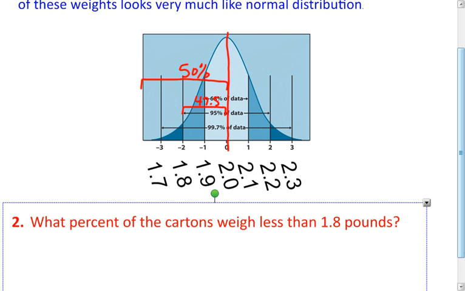Now to answer the question though, the question is what percent of cartons weigh less than 1.8 pounds? So that much is this right here. That's the piece in question. So in this case, it will be 50% minus 47.5%, which of course gives you 2.5%.